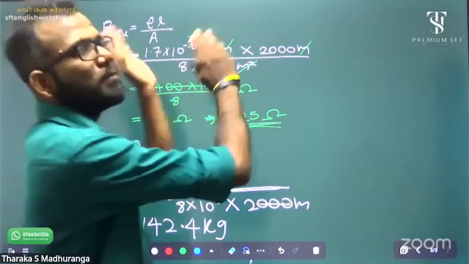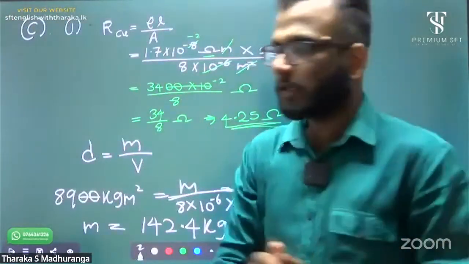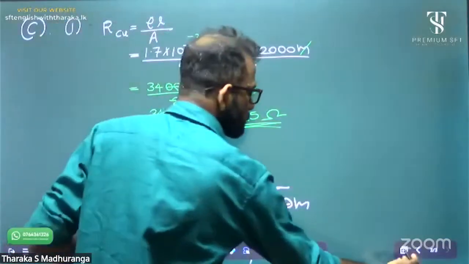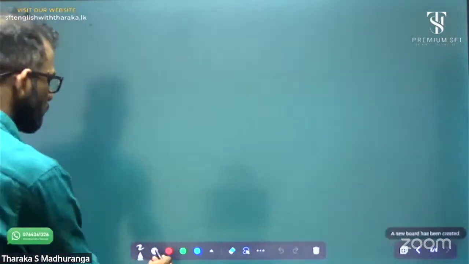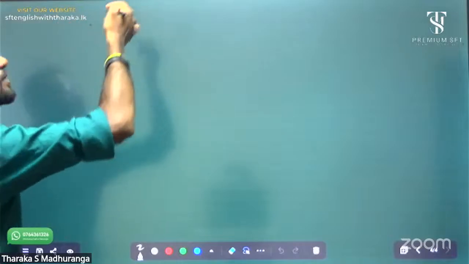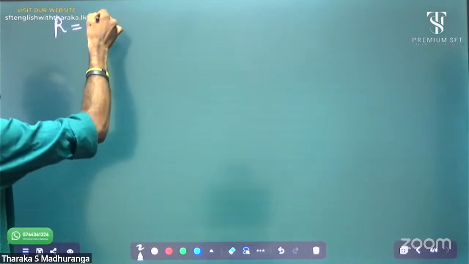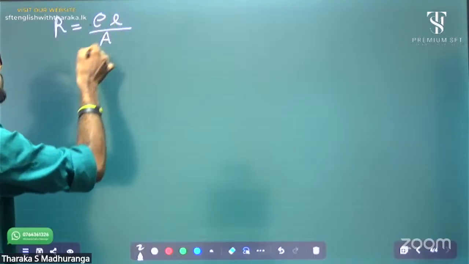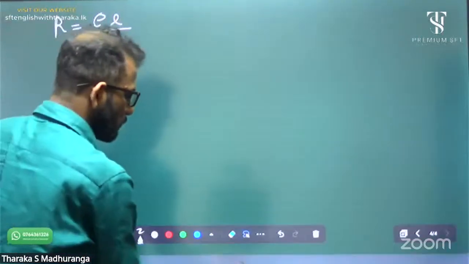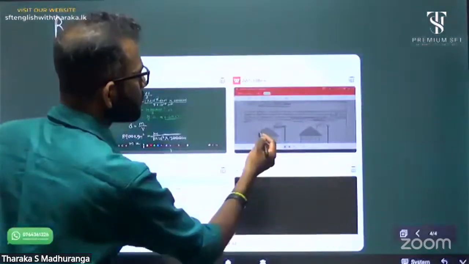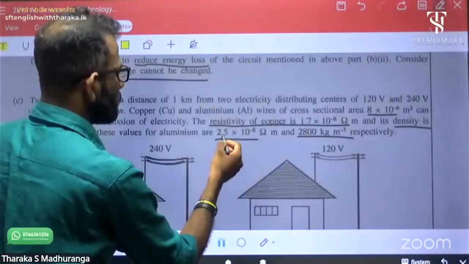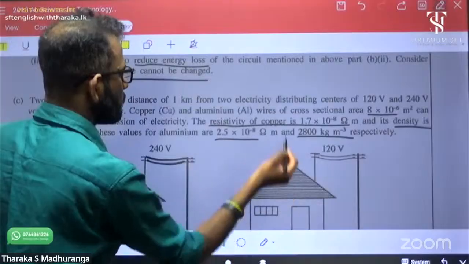Okay, now the same method for aluminium wires. How do we get the resistance of aluminium? R equals rho L over A. What is the rho for aluminium? 2.5 into 10 to the power minus 8.